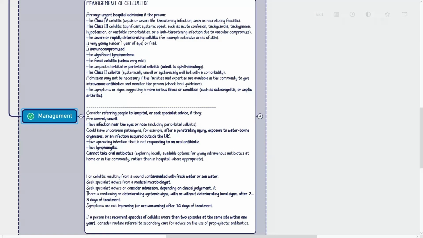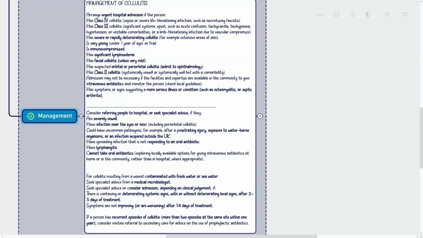Management of cellulitis. Arrange urgent hospital admission if the person has class 4 cellulitis, sepsis, or severe life-threatening infection, such as necrotizing fasciitis. Has class 3 cellulitis: significant systemic upset, such as acute confusion, tachycardia, tachypnoea, hypotension, or unstable comorbidities, or a limb-threatening infection due to vascular compromise.